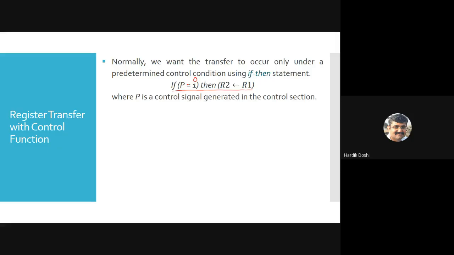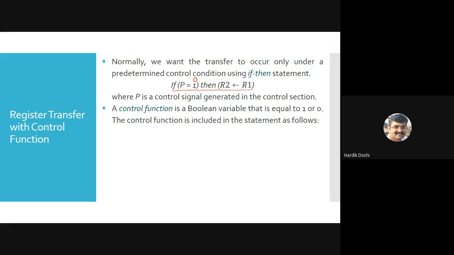So P is a controlling signal generated by the control section. Here the word used is control section. In the next chapter, we will use the term control unit. Actually, this timing will be given by the control unit, saying at this time you are supposed to perform this operation, at this time you are supposed to perform that operation. So that timing is nothing but a binary command, 0 or 1. So what is a control function? A control function is a Boolean variable that equals 1 or 0, as I mentioned. P is a control function. The value will be 0 or 1.